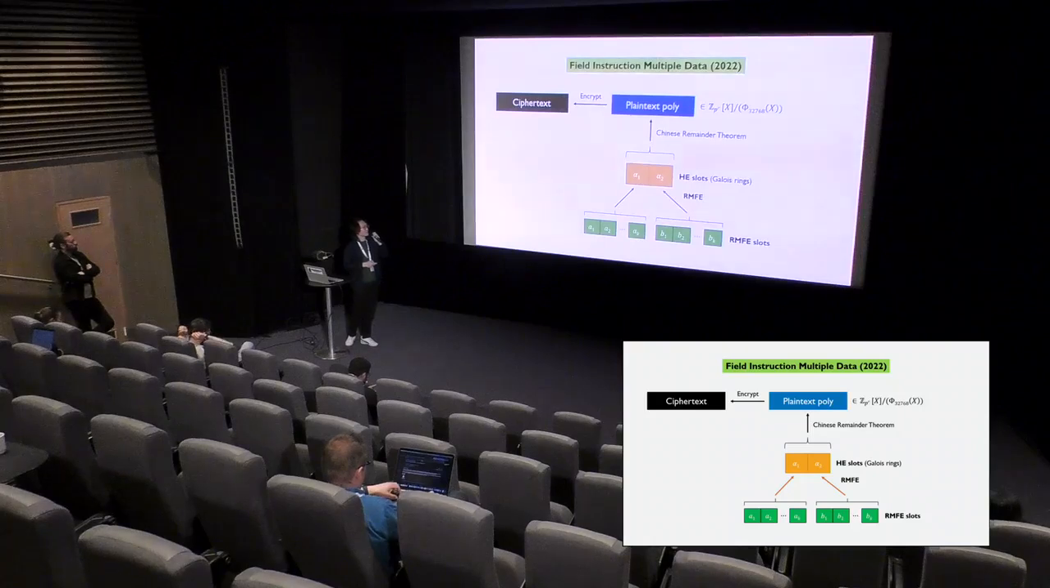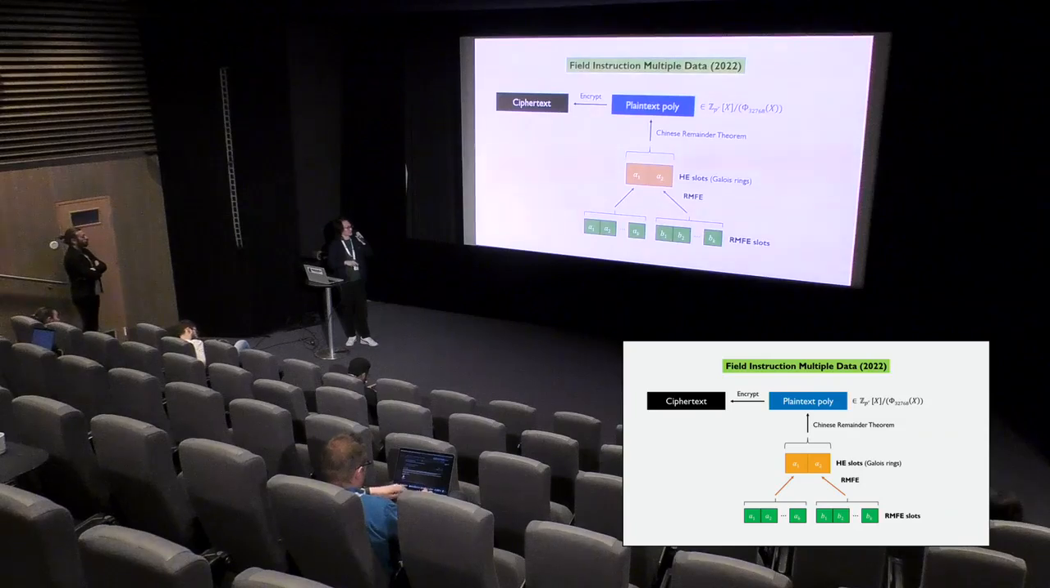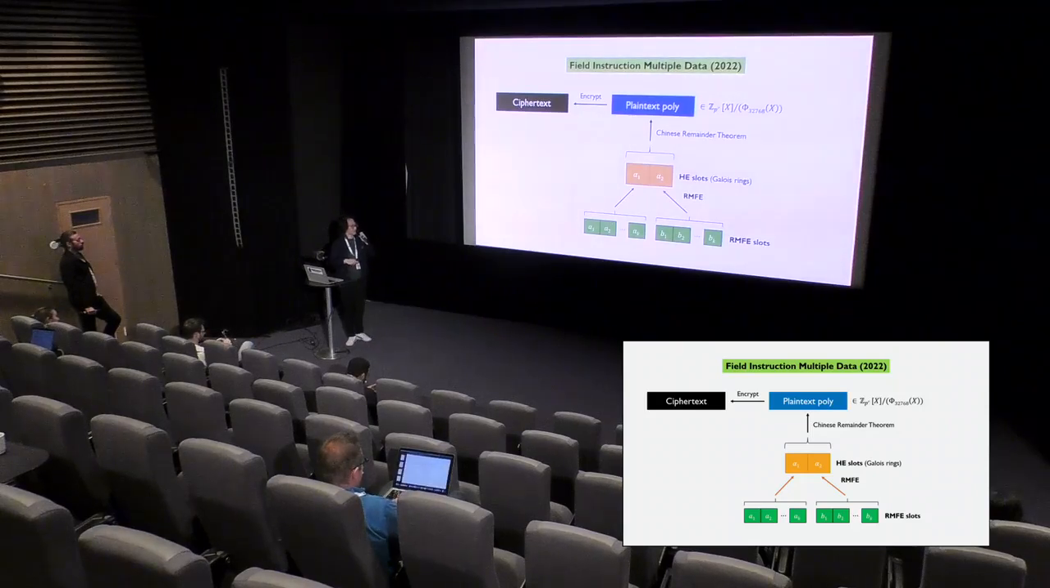In the 2022 work, they introduced a second layer of packing using RMFEs, so that now we have data over a lower Galois ring. We can pack this into a Galois ring extension element, and then this is packed into the plaintext polynomial. Then addition and multiplication on the ciphertext is carried down component-wise to the HE slots by the Chinese remainder theorem, and then carried down further component-wise to the RMFE slots by the preservation property.